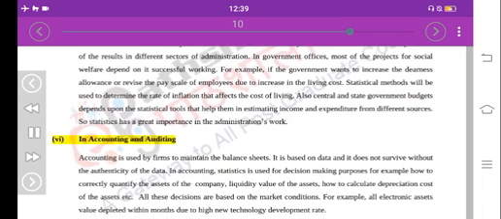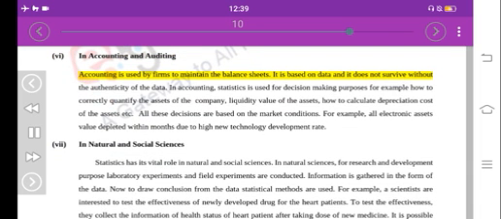In accounting and auditing. Accounting is used by firms to maintain the balance sheets. It is based on data and it does not survive without the authenticity of the data.